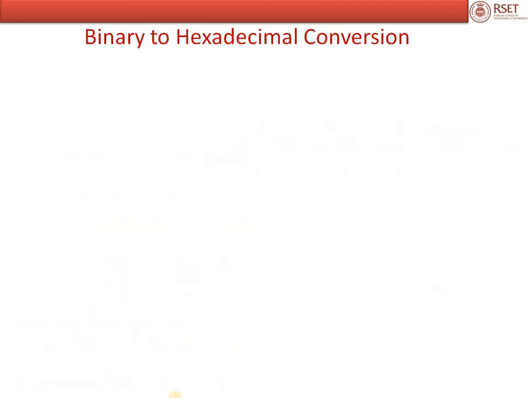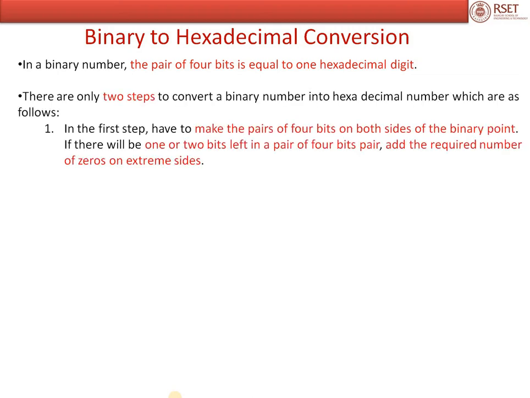Then binary to hexadecimal conversion. It is almost the same as the octal number conversion. Here, a pair of 4 bits is equal to 1 hexadecimal digit. So again it includes 2 steps. The first step is to make pairs of 4 bits on both sides of the binary point. And if there are 1, 2 or 3 bits left in a pair of 4 bits, we have to add the required number of zeros on the extreme side. Then the second step, write the hexadecimal digit corresponding to each pair.